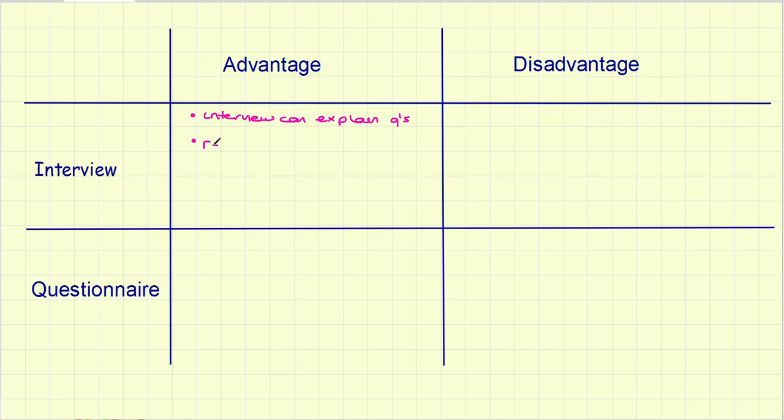Respondents can explain their answer. Basically, there's more detail. And finally, a higher response rate. And the reason it's got a higher response rate usually is because if you're interviewing, you're directly in front of the person. Okay, you can probe for further answers. You can't ignore someone stood in front of you.